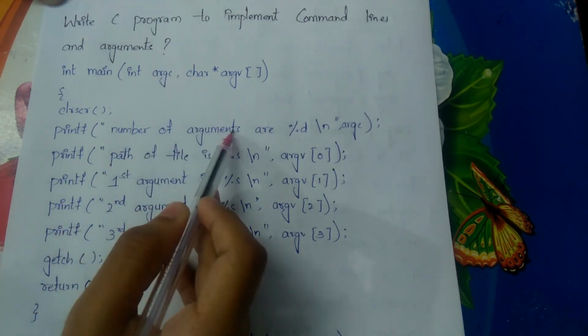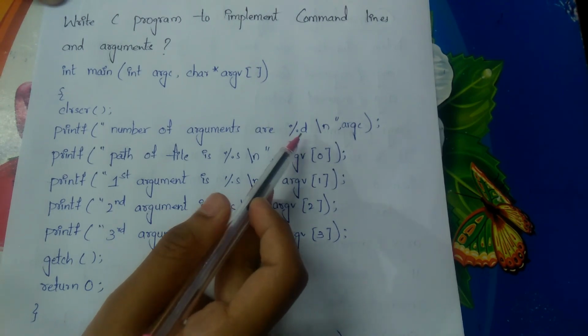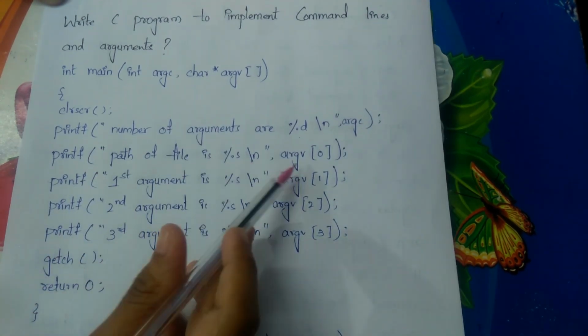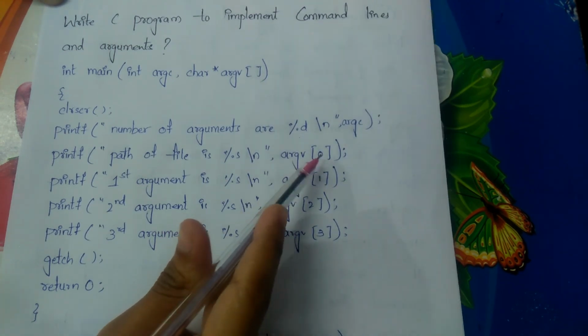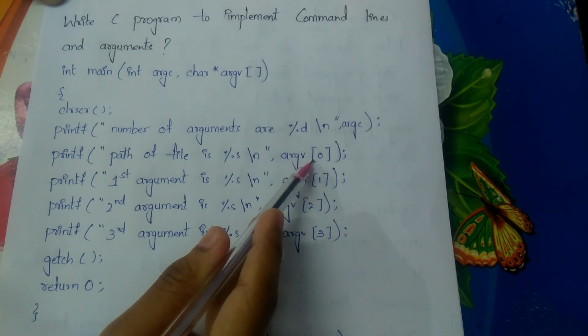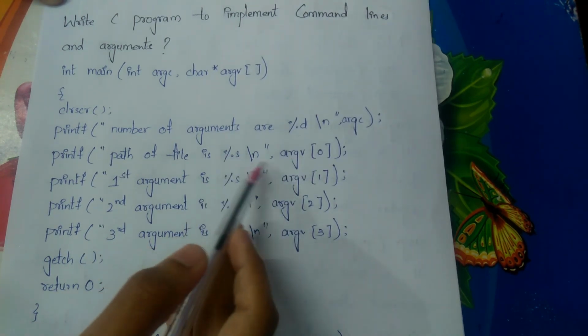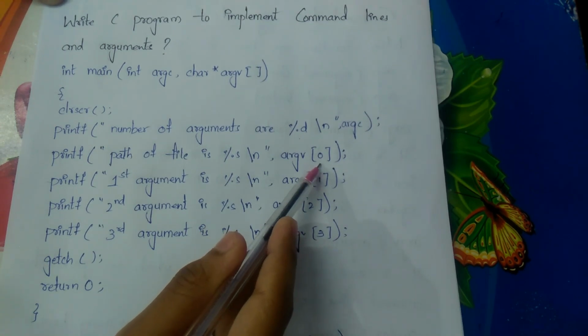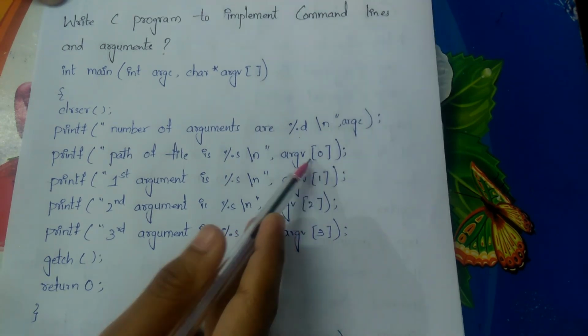So the number of arguments is %d, so it will be printed here. Next, printf "path of the file is". We know that argv[0] is the default. By default, the compiler prints the path of the file. So the first argument, argv[0], is already taken by the path of the file.